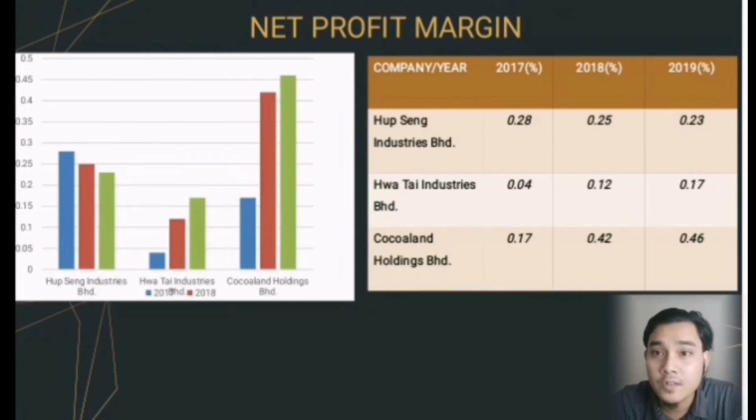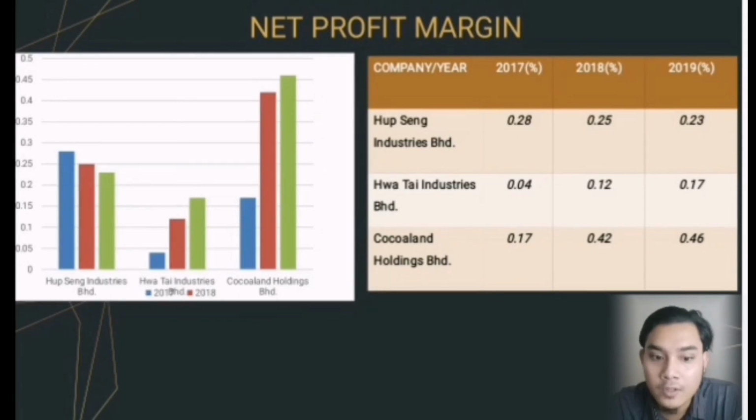Net profit margin for these three companies shows different patterns. Uthm Industri Berhad showed a decrease in 2018, from 0.28% in 2017 to 0.25%, and decreased again to 0.23% in 2019, while Huatai Industri Berhad showed an increase from 2017 to 2019, where in 2017 it was 0.04%, then 0.12%, then increased to 0.17% in 2019.